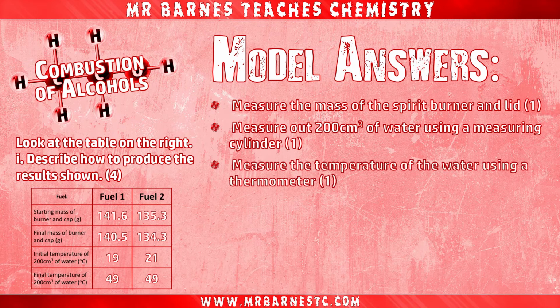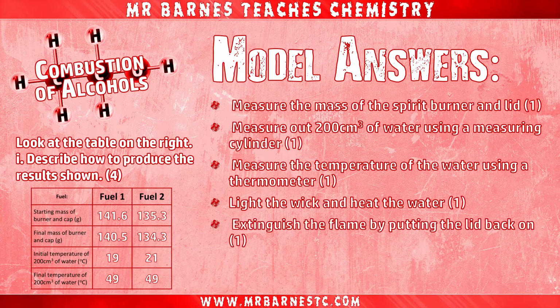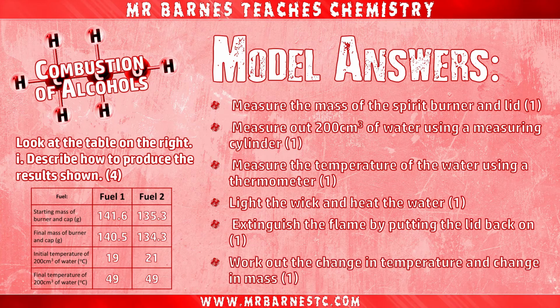Then we measure the temperature using a thermometer. We then light our wick and heat the water. We then extinguish the flame by putting the lid back on. And then we work out the change in temperature and change in mass. So there are 6 ways you could have got your 4 marks there. Any 4 of those gets you a mark each.